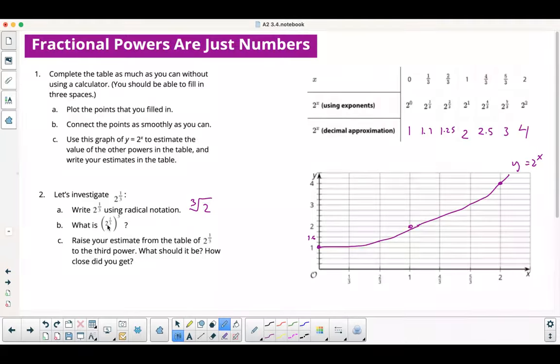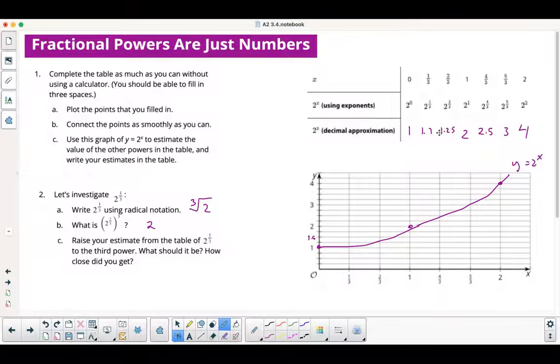What's 2 to the 1/3 cubed? Well, I'm going to multiply my powers. So 1/3 times 3 is 1. Raise your estimate from the table of 2 to the 1/3 to the 3rd power. What should it be? How close did you get?